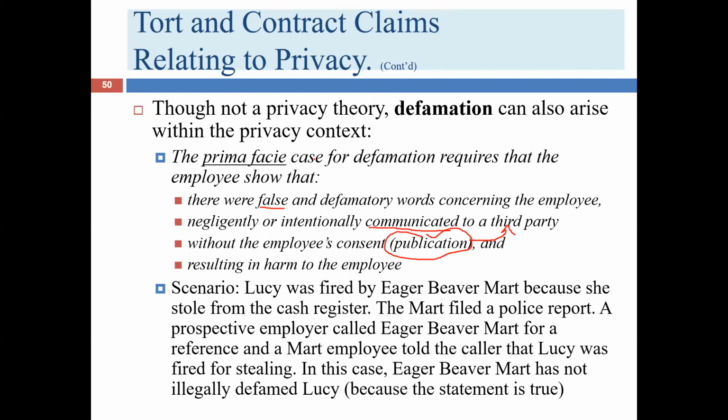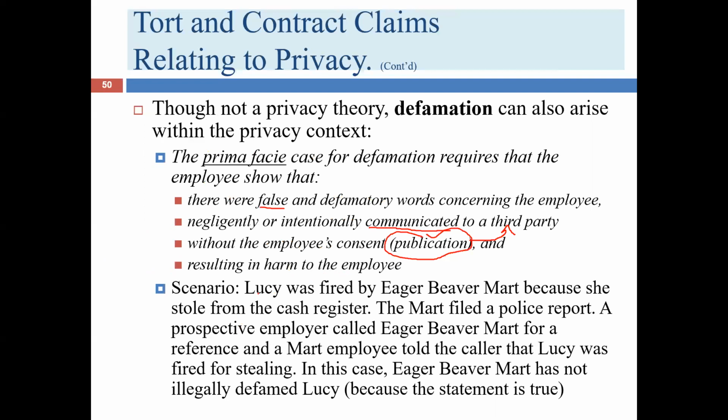But if I say that you stole from my company to somebody else that isn't you, then that potentially can be defamation if the statement is false and I did in fact communicate it to a third party. And you didn't give me consent to do so, and finally you experienced harm as a result.